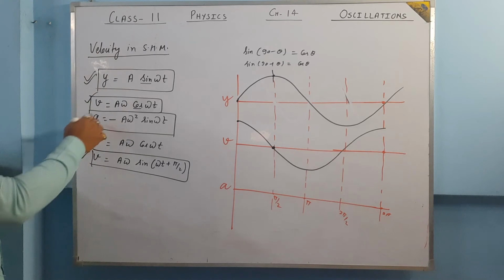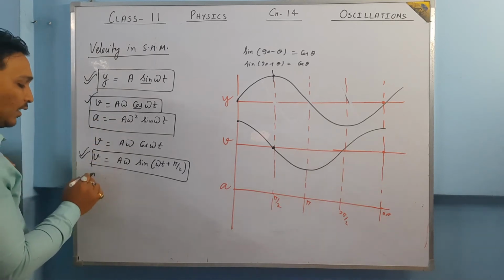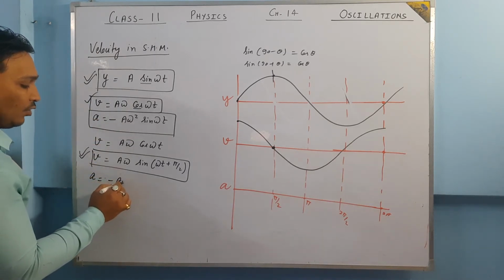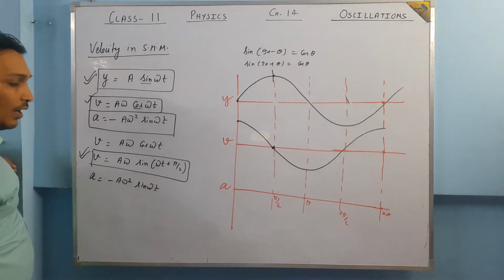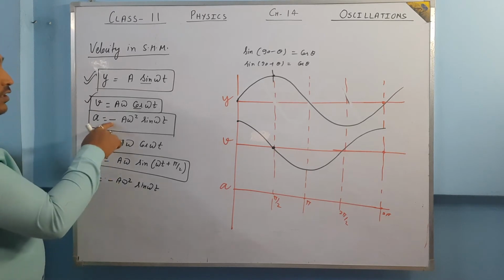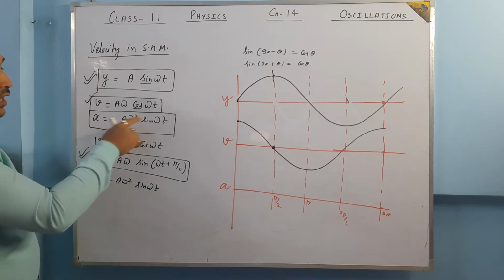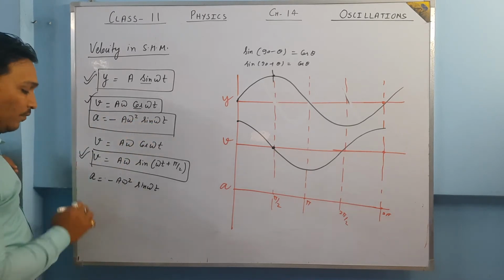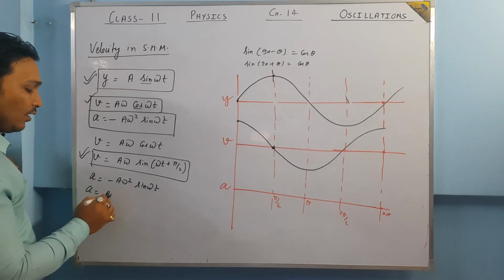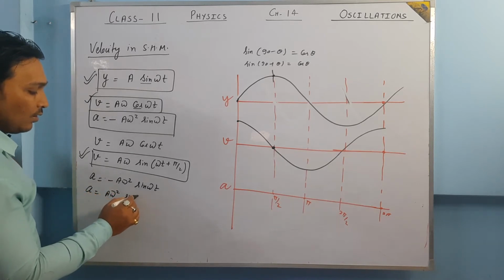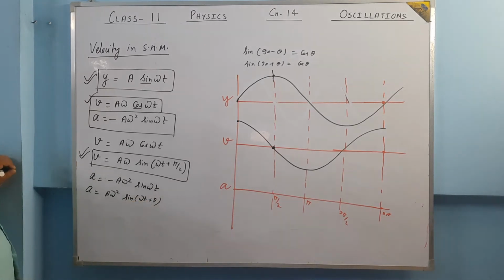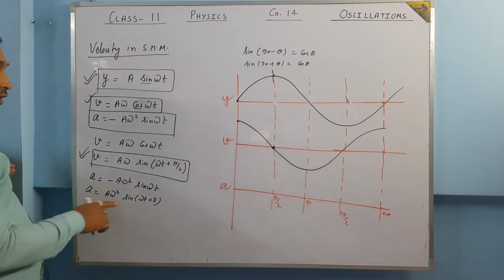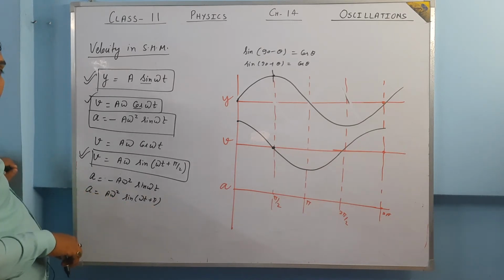Now comes acceleration. The value of acceleration is minus a omega square sine omega t. Now I have to adjust this negative sign and take omega t as positive also. So I can write it like a omega square sine omega t plus pi, or pi plus omega t. In this way it goes in the third quadrant, sine becomes negative, so the negative sign will be there.